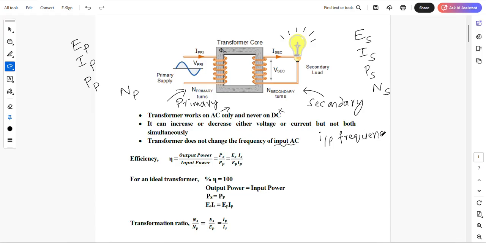This may be asked. You have to remember this one. Input frequency is equal to output frequency. Hope you understood this one.